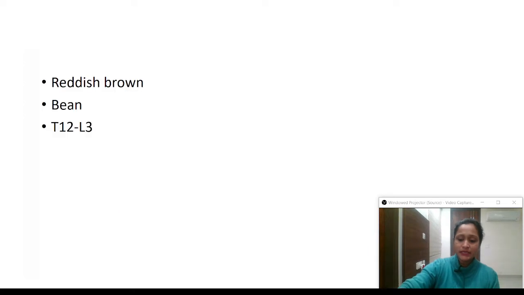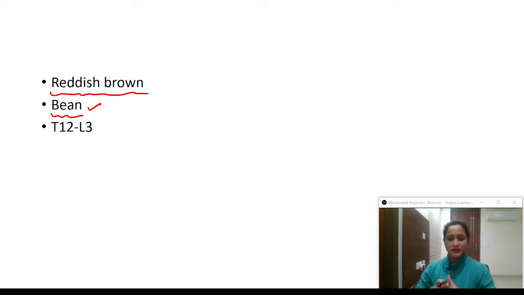Now we will see that the color of the kidney is reddish brown, and the shape is bean shape. Okay, the shape of the kidney is bean shape. So it is a bean shaped organ and it is reddish brown in color.